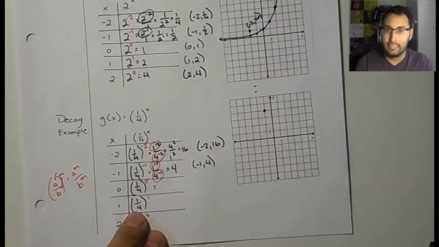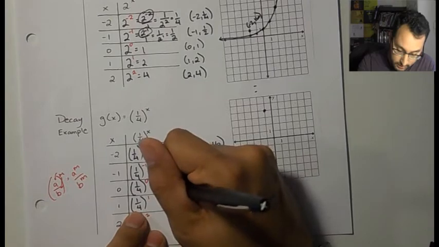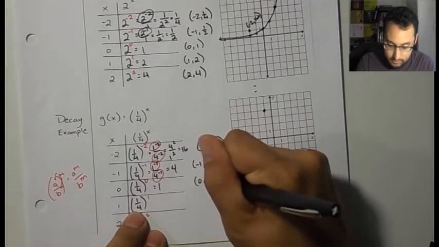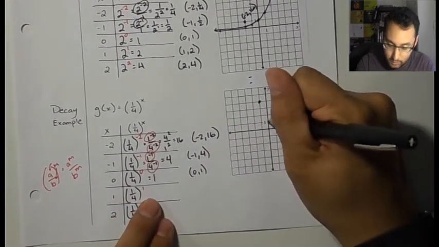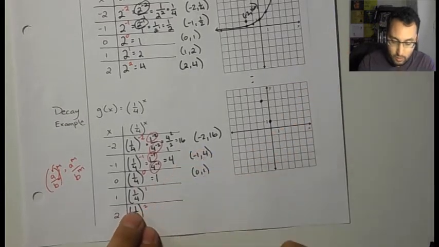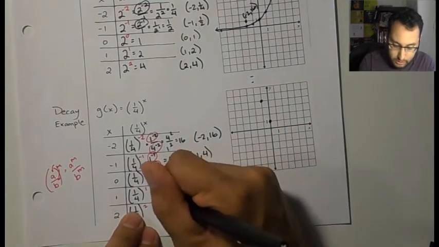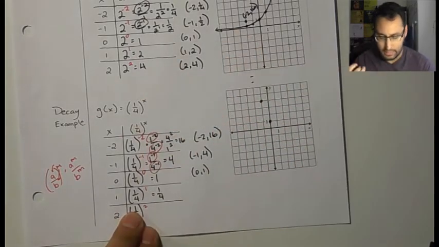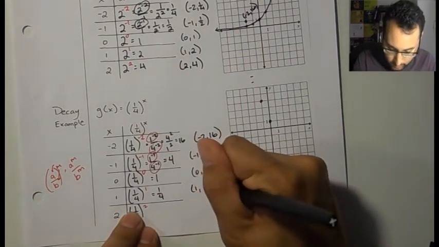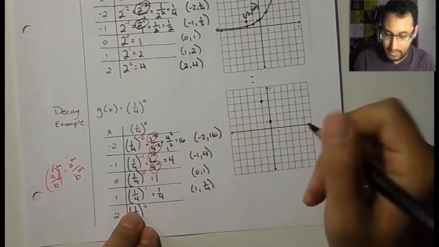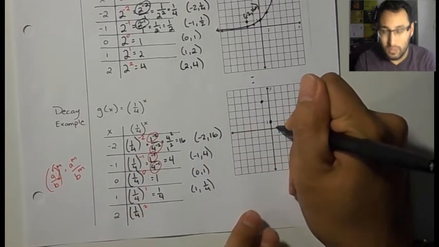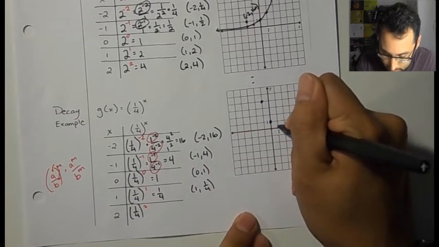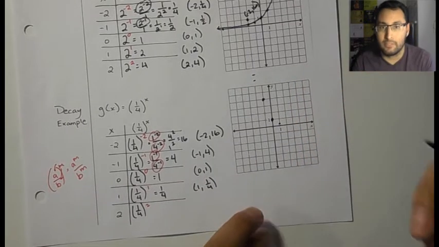Next one, again, anything to the 0 power is always going to be 1. So this is the easiest one, it's going to be 0, 1 right over here. 1/4 to the 1st is just 1/4. Right, you're going to get 1 to the 1st over 4 to the 1st, it's just that. So that is 1, comma, 1/4. That means I'm going to go 1 to the right, and 1/4 up, it's very small, something like that. And maybe that's a 4th up, right?